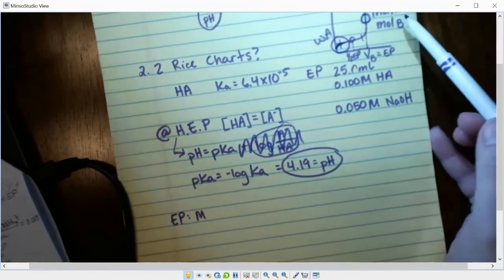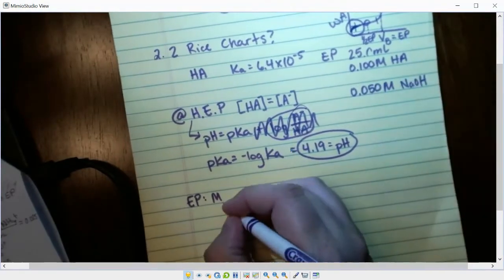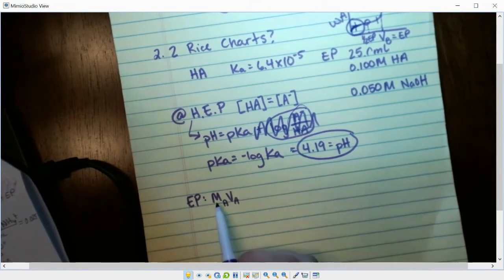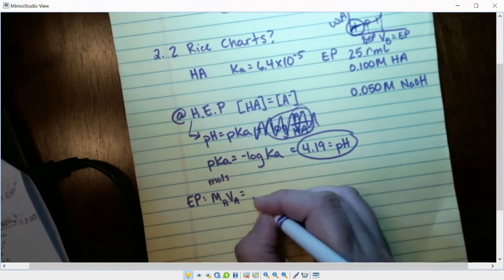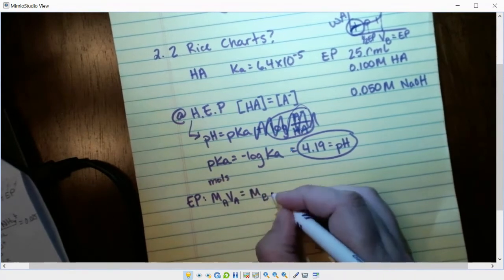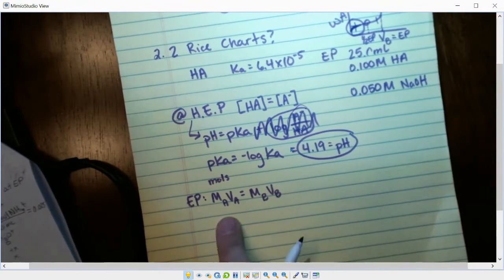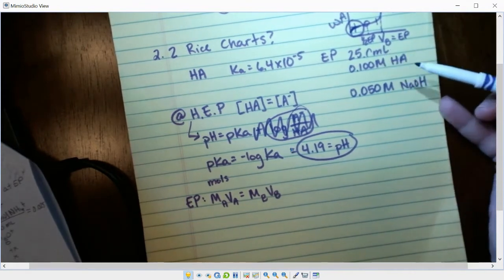We mentioned that up here. Another way to say that is molarity of the acid times volume of the acid, because when you multiply molarity times volume, that's the same thing as saying moles, equals molarity of the base times volume of the base. And we know 3 of these variables. They told us that the equivalence point happens at 25 milliliters of acid.